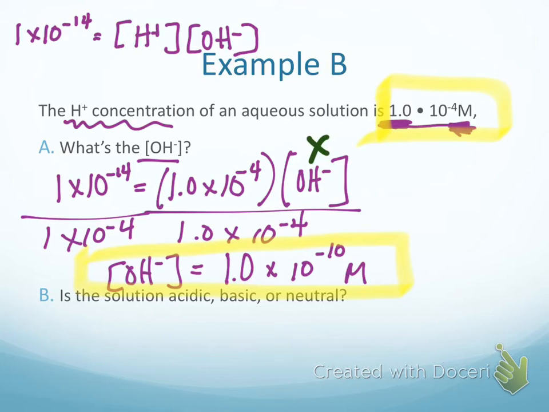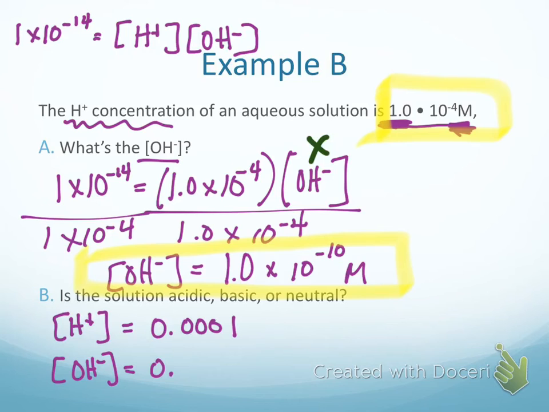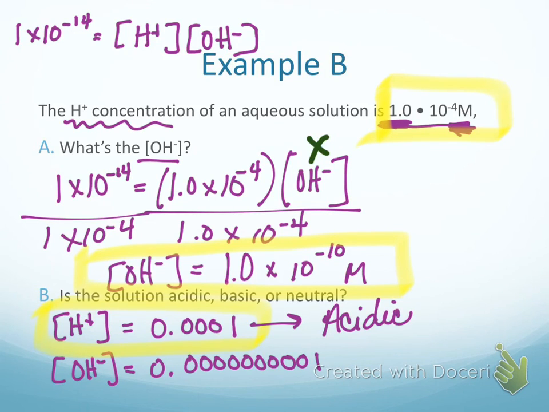So remember, we're dealing with numbers in scientific notation. Our concentration of hydrogen is 0.0001. Our concentration of hydroxide, for dramatic effect, 0.1, 2, 3, 4, 5, 6, 7, 8, 9, 10. Okay, so which do I have more of, hydrogen or hydroxide? I am hoping you would say we have more hydrogen, and because we have a greater concentration of hydrogen, that means this solution would be acidic.